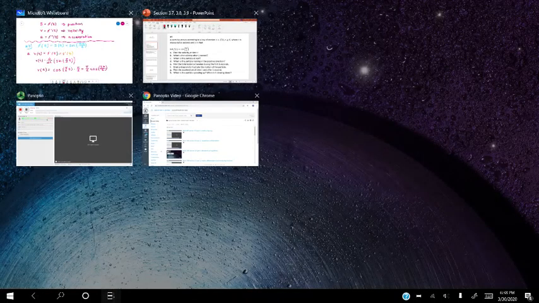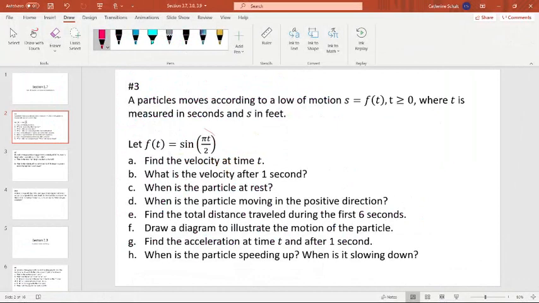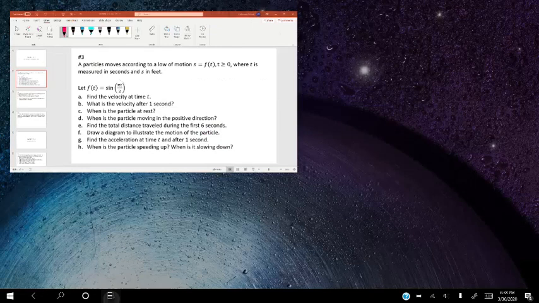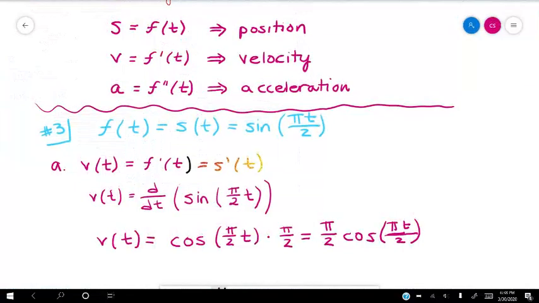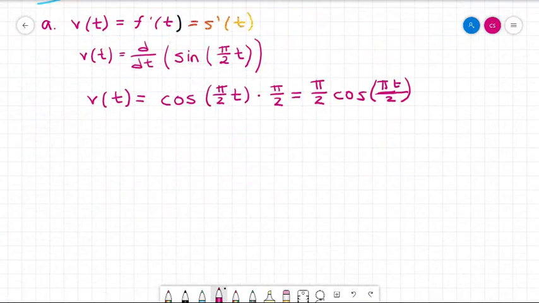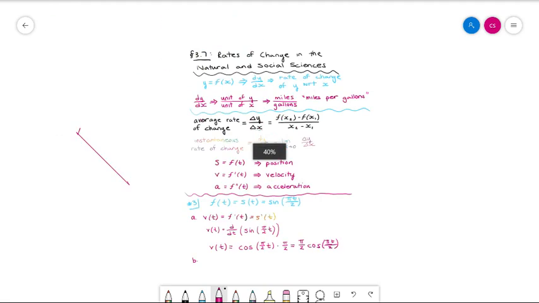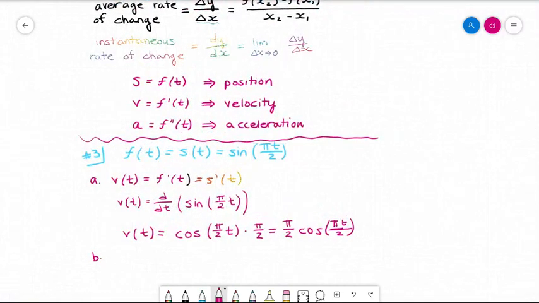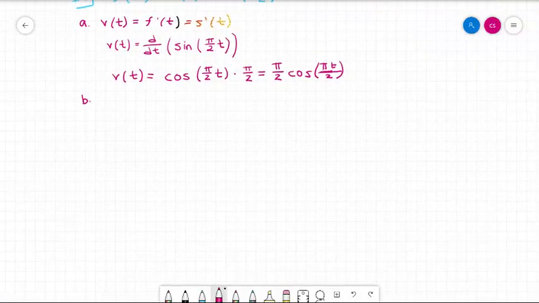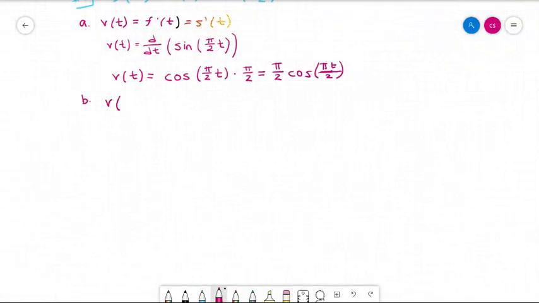Let's see what the next part is. We want to know what is the velocity after 1 second. So that means after 1 second, our t is going to be equal to 1. All right, so let's look at part B. After t equals 1, we're going to plug in v sub 1 to figure that out.